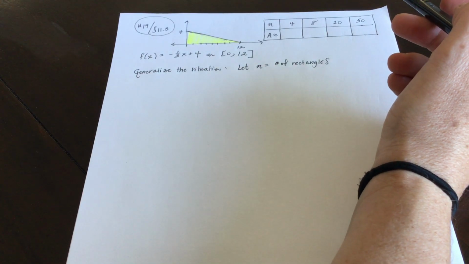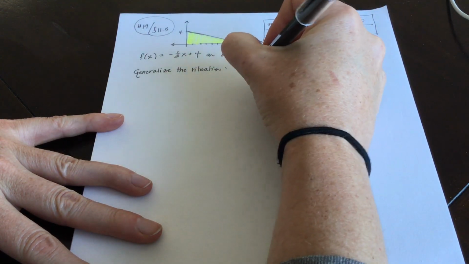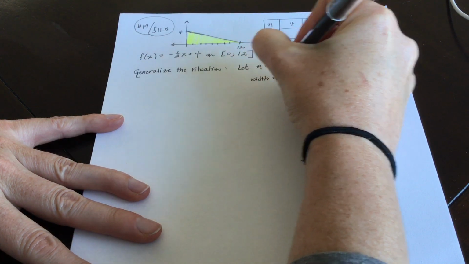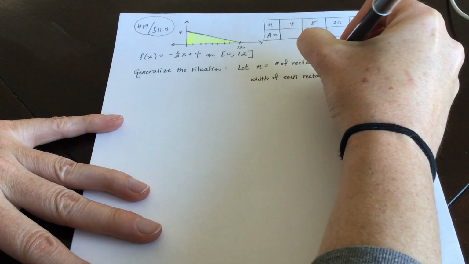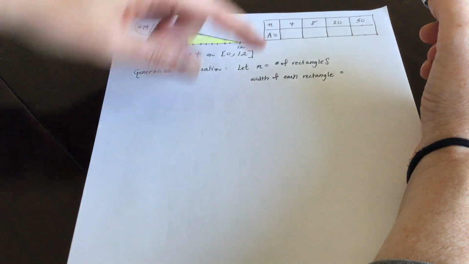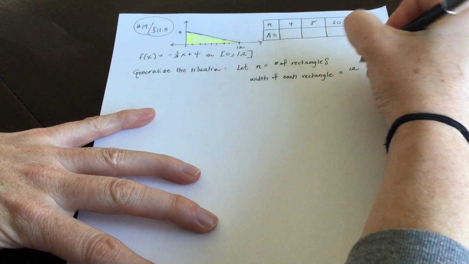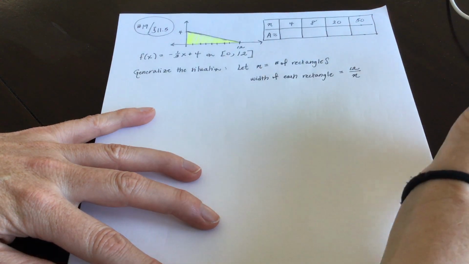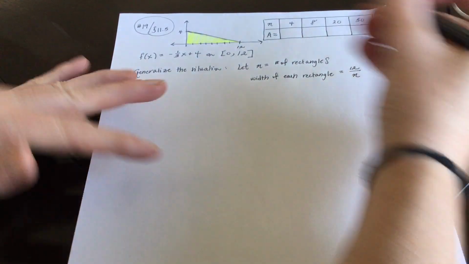then let's think about how wide each one would be. So the width of each rectangle would be, well, you have 12 units altogether and n rectangles, and they're all supposed to be the same width at the bottom. So you take the width available and divide by the number of rectangles, and that's how wide each one would be. So now you have the width, and now it's just a matter of adding up all of the areas.